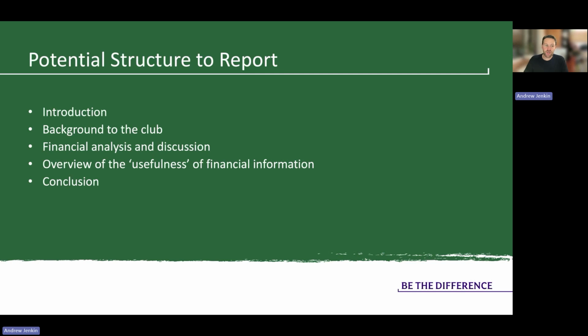So, a potential structure: introduction to the report, a background to the club. Really important to think about the assets of the organization and what you would actually be purchasing, what's included in that. Then some financial analysis and discussion, which is where you're going to bring in Off the Pitch, and an overview of the usefulness of financial information. And finally, a summary and conclusion.